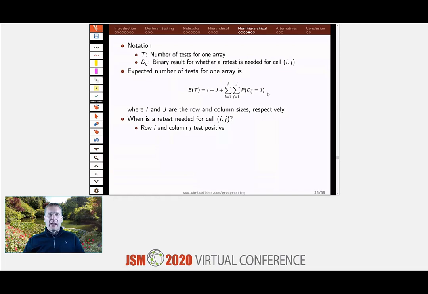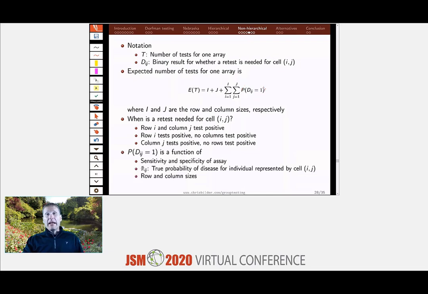Now, when is a retest needed? I showed you on the previous slide where row I and column J test positive. But you also need to account for the fact that these infectious disease assays are not 100% accurate, and you could actually observe a case where row I tests positive, but no columns test positive, or column J tests positive, but no rows test positive. Because of that, coming up with an expression for this probability is a lot more difficult. It's actually a very long expression, so I'm not showing it here, but I will tell you it's a function of the sensitivity and specificity of the assay, the probability that an individual is actually positive, and also the row and column group sizes.